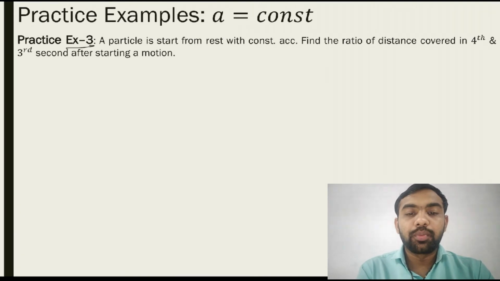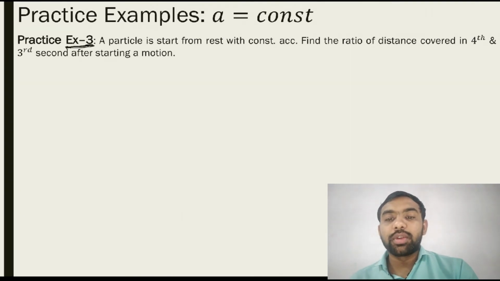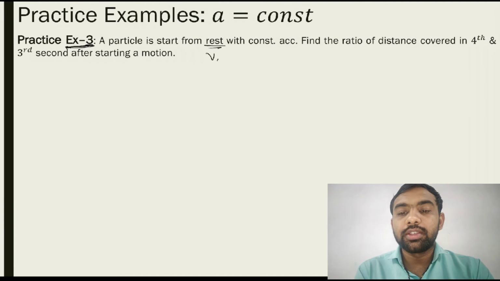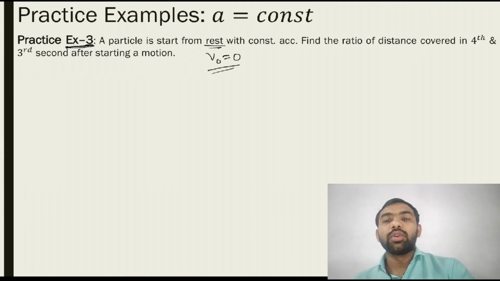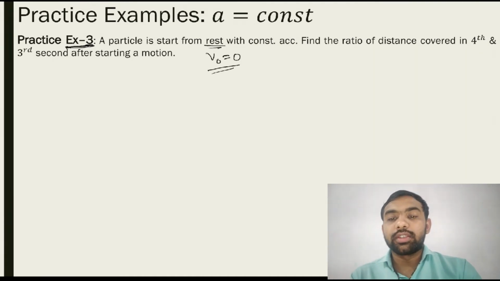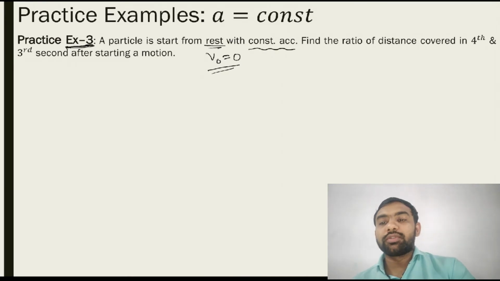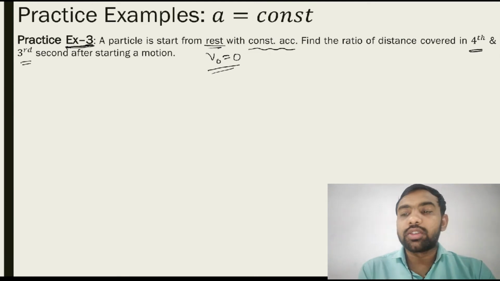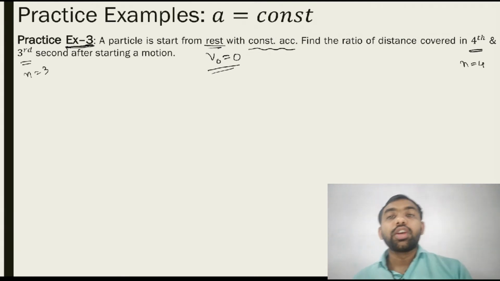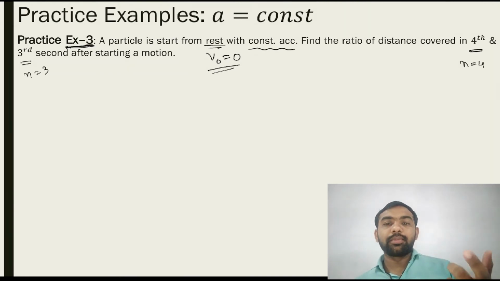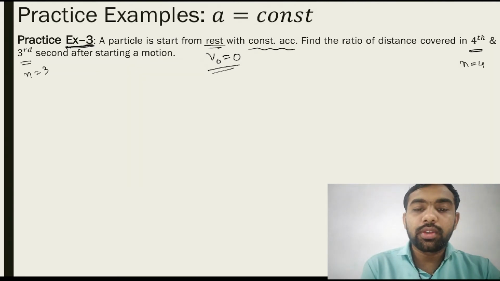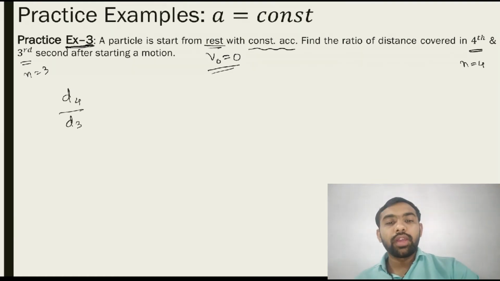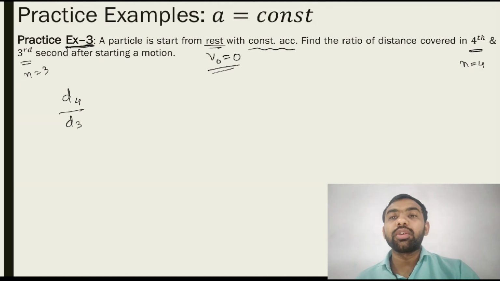Example number 3. A particle starts from rest. Starts from rest means v0 is equal to what? 0. And moving with a constant acceleration. Find out the ratio of distance covered in 4th second to 3rd second. So here n is equal to 4 and here n is equal to what? See, 3rd second, and 4 means nth second. So we have to find out the ratio of this distance d4 to d3.